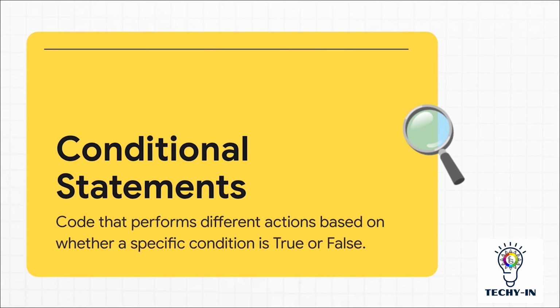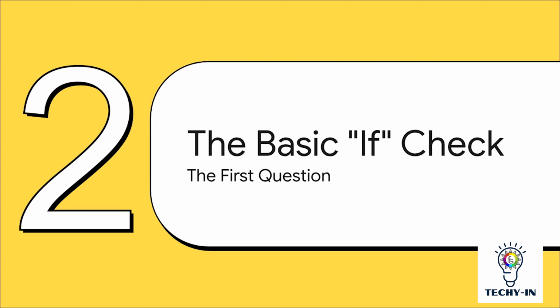We're about to see how we can give our programs the ability to react intelligently to all sorts of different situations. Okay, so this brings us to the main event, conditional statements. These are, and I'm not exaggerating, the absolute foundation of making decisions in programming. It's all about asking a question that has only two possible answers, true or false, and then acting on that answer. So where do we start? Well, we start with the most basic question you can ask, the if statement.